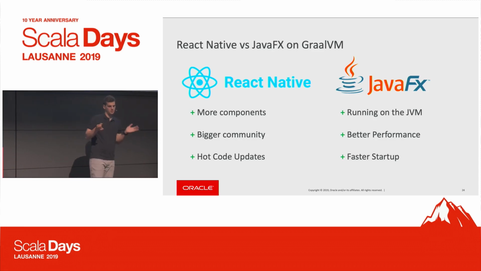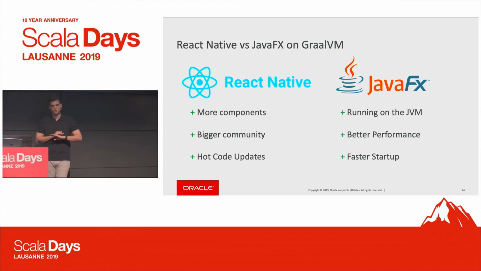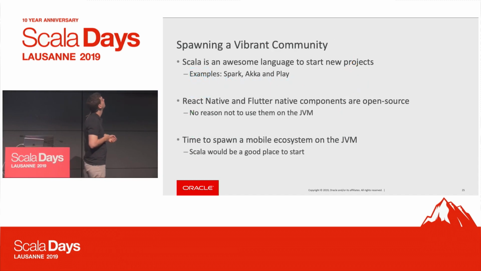And what needs to happen now on the JVM is that there needs to be a community, right? You need people to start hacking stuff up and making new libraries, right? And then it will be way better than React Native. You will get a purely native app running fast with a better community. And Scala is an awesome language to start this, right? We've seen this before, right? There was Hadoop, and then there was Spark, right?